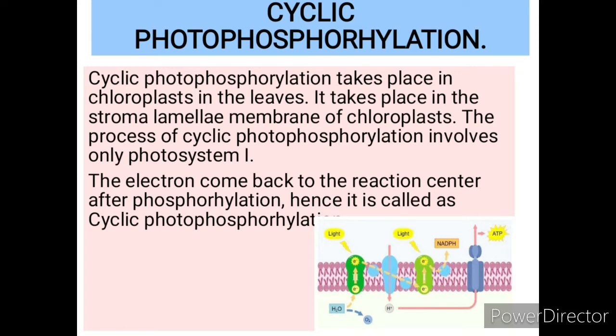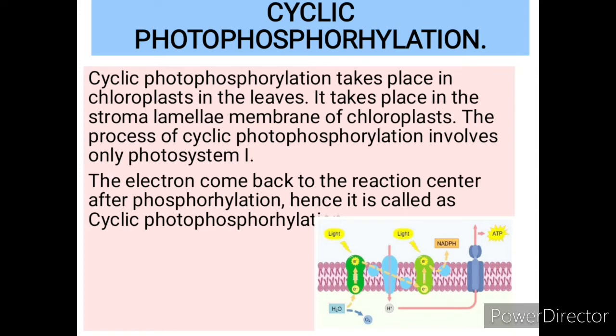Cyclic photophosphorylation takes place inside the chloroplast of the leaves. We know that photosynthesis takes place inside the leaves because the leaves contain chloroplasts, which contain the chlorophyll pigment. So if this process is helpful for photosynthesis, then obviously cyclic photophosphorylation will take place inside the chloroplast of the leaves, and mainly it takes place in the stroma lamellae membrane.